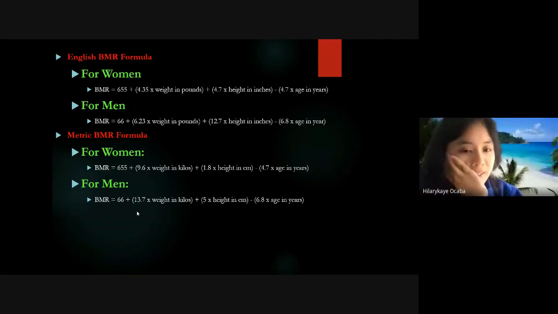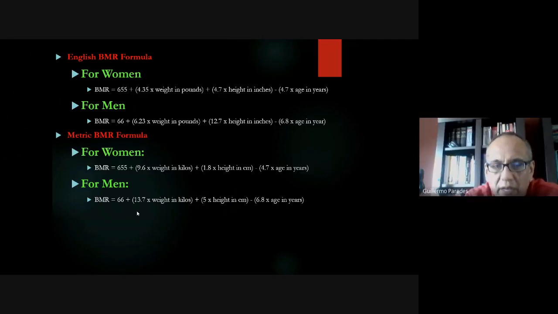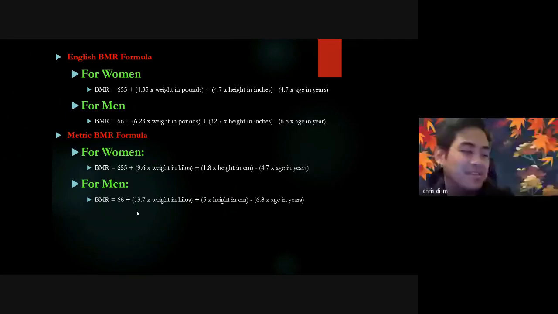BMR depends on your weight, height, and age. Beautiful. That is what I want to hear. Excellent. So the BMR is going to depend on the weight, on the gender, on the height, and age. Got it? So the BMR is going to change with age. If you see here, your basal metabolic rate is going to diminish with age, yes or no? Yes. So with age, you need less what? Less caloric intake. But when you get older, you start to eat more, right? And your metabolic rate goes down.